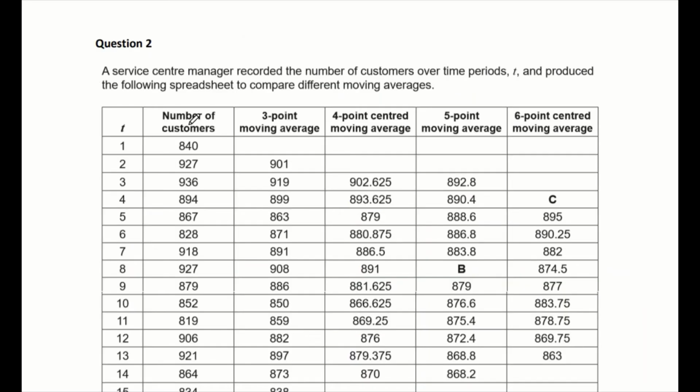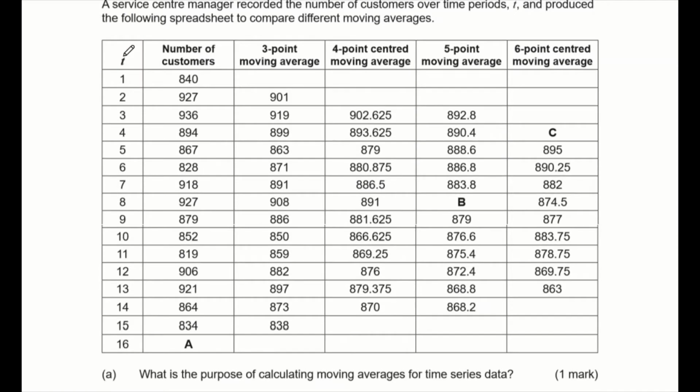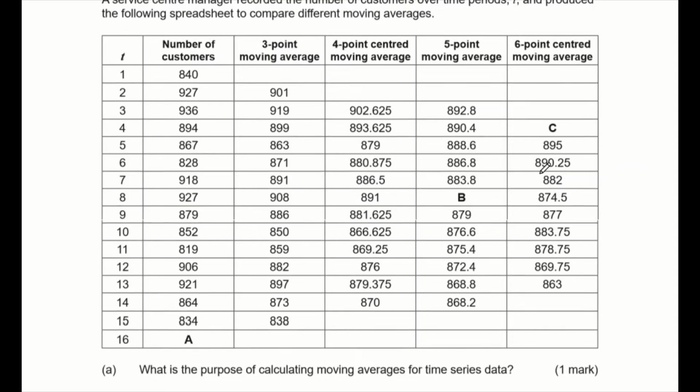A service center manager recorded the number of customers over the time periods T and produced the following spreadsheet to compare the different moving averages. These are the data that we have. The timeline doesn't tell us whether it's in weeks or months, but basically you have data values at T1, T2, T3, and so on. This is the raw data of the number of customers and the results for the 3-point, 4-point, 5-point and 6-point moving averages.